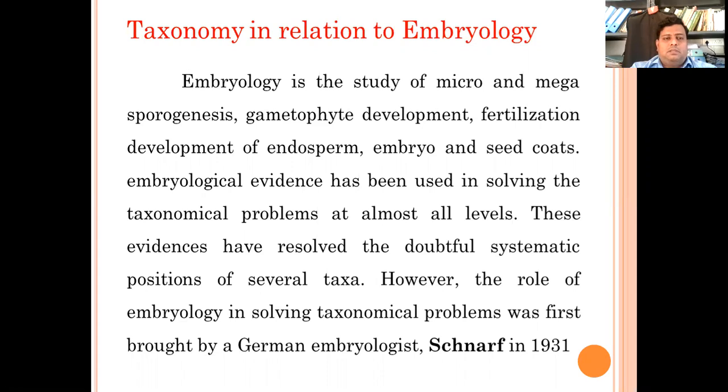Another example is Empetraceae. This family is closely related to Euphorbiaceae and Celastraceae, the family of Monochlamydeae. Later, several taxonomists thought that they were related to Ericaceae on the basis of several morphological features. The later view has been supported by Samuelsson on the basis of embryological data.